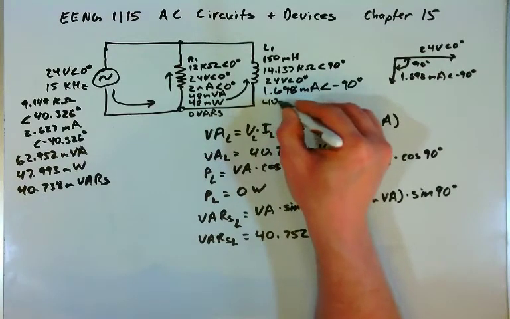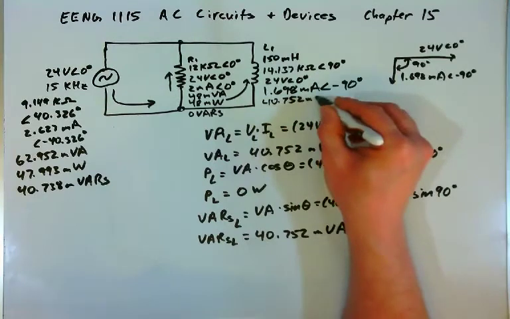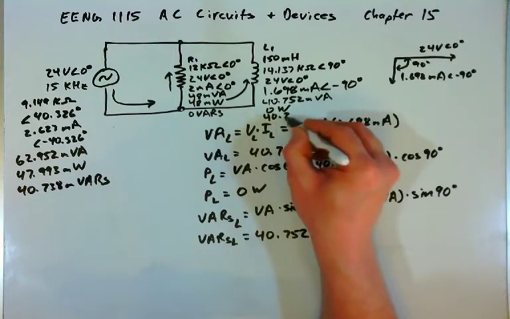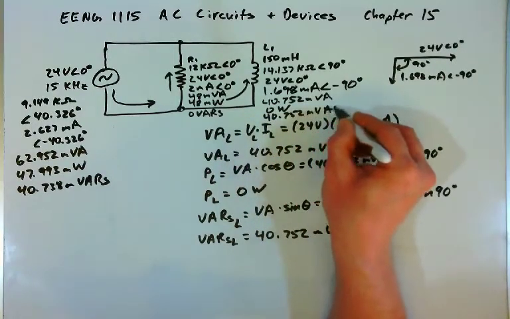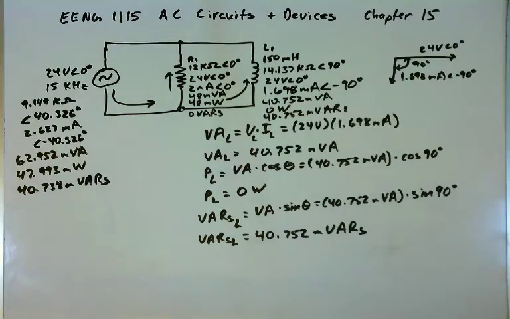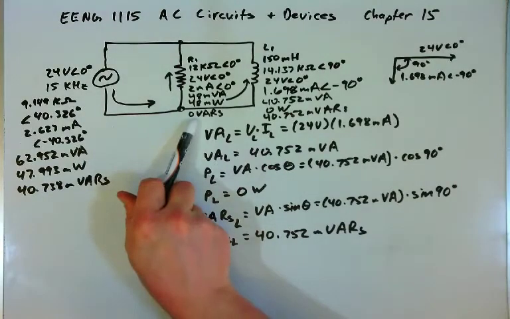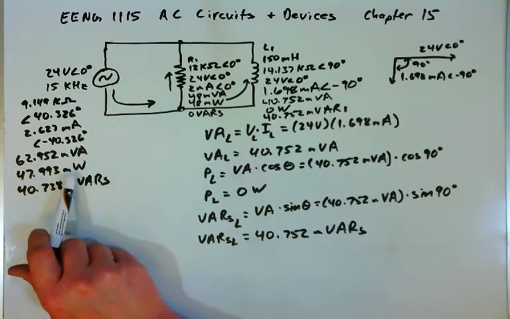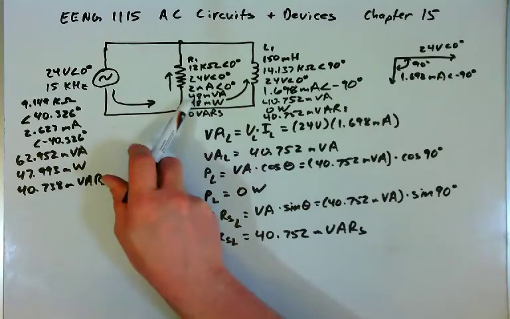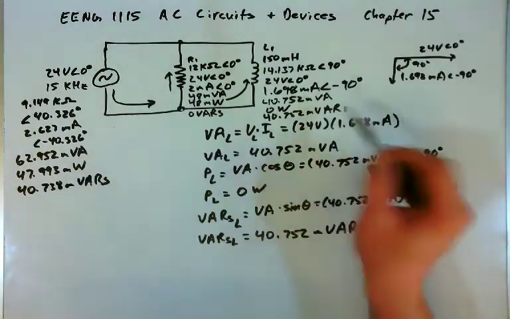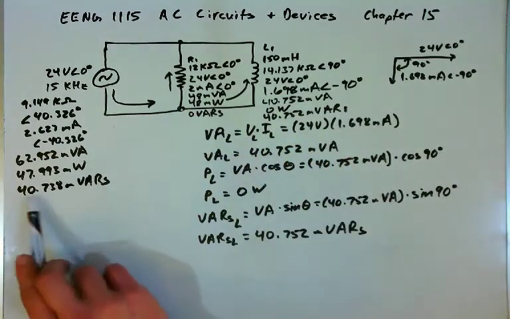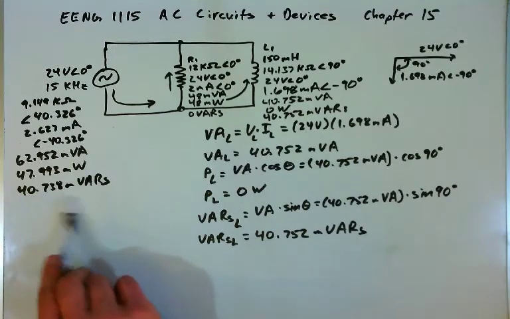Okay, and so again, I'll try to fit these in here. Let's see, I've got 40.752 millivolt amps. I have 0 watts, and I have 40.752 millivolt amps reactive. And we know we have the right answers because the resistor has no volt amps reactive, has true power only of 48 milliwatts. That's where the 47.993 milliwatts total comes into play, right? All of the power being dissipated comes from the resistor. And all of the volt amps reactive, 40.752 millivolt amps reactive, that is the same, minus a little bit of rounding error.